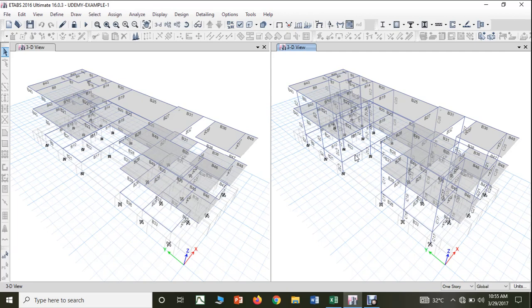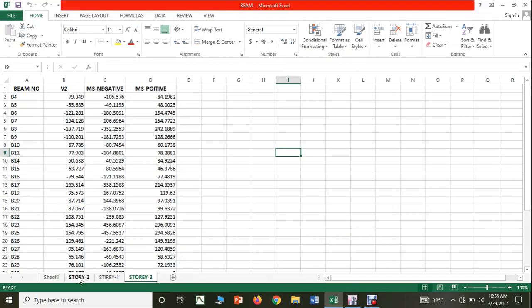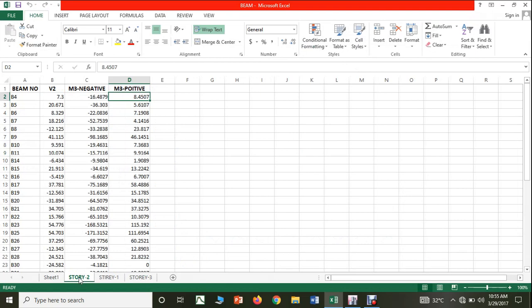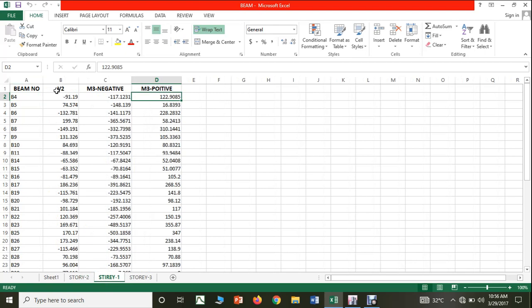Yes. Now if you see the Excel sheet, the top story will be the one which has the lowest shear force as well as the lowest positive and negative bending moment values. You can see that if I take beam 4, these are the corresponding shear, positive and negative bending moments. The same beam in the story below, you can see it is 91, 117 and 122. That much amount of the loads, shears or moments has increased in the beam.